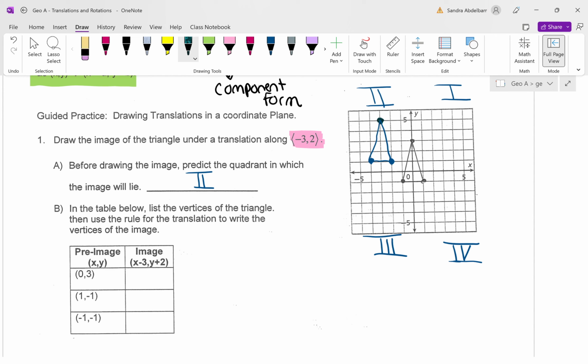So now they want us to list out the image coordinates. So 0 minus 3 is -3, 3 plus 2 is 5. 1 minus 3 is -2, -1 plus 2 is 1. Oh sorry, that should be a +1. And then -1 minus 3 is -4, -1 plus 2 is also a +1.